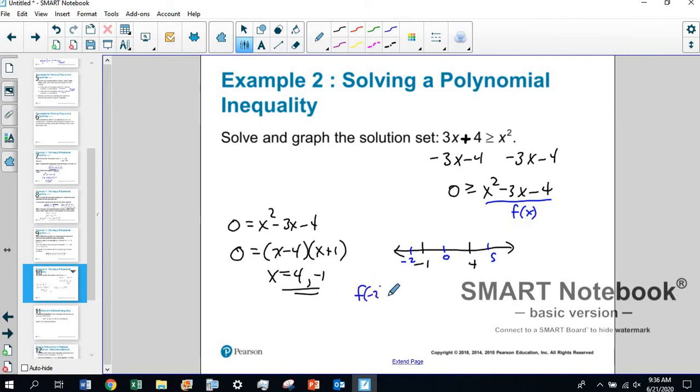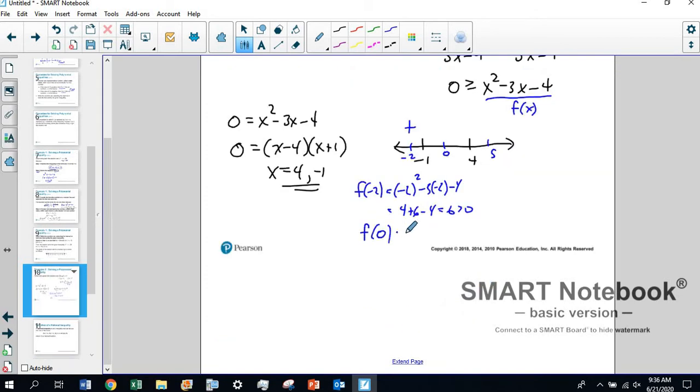So I'm going to do f of -2, which is -2 squared minus 3 times -2 minus 4. That is 4 plus 6 minus 4, which is 6, which is positive. That's all I care about is positive. If I plug in 0, I get 0 squared minus 3 times 0 minus 4, which is -4, negative. And if I plug in 5, I get 5 squared minus 3 times 5 minus 4, which is 25 minus 15 minus 4, which is 6 and positive.